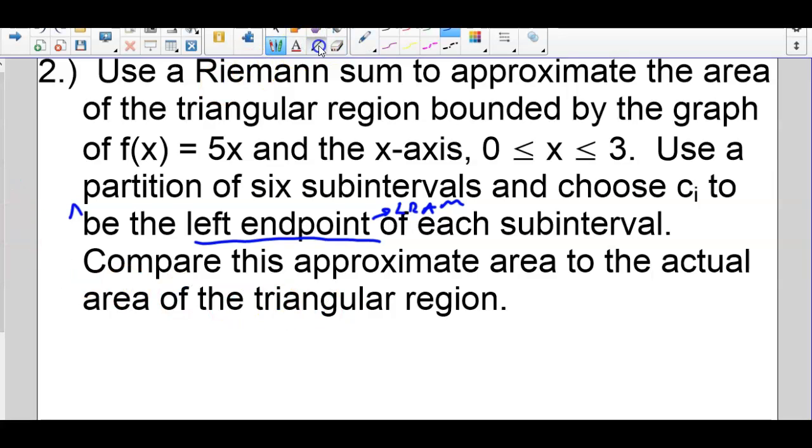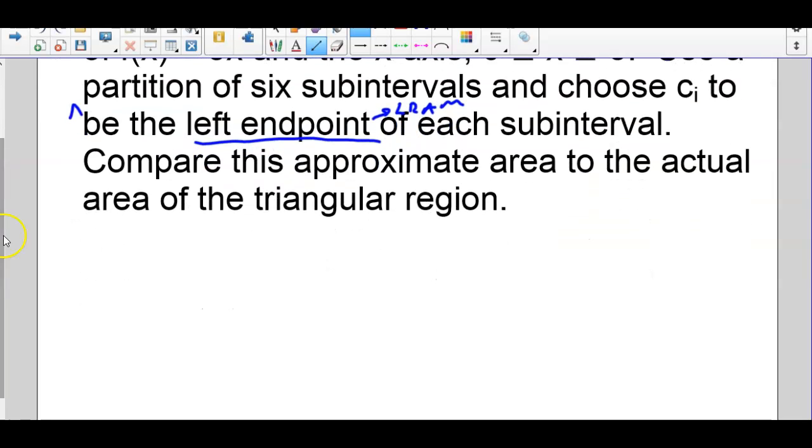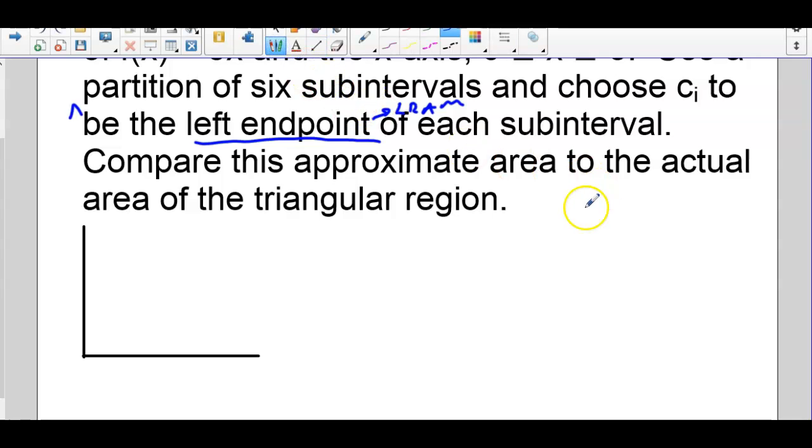So this graph, well, first of all, what do we need to find first? Delta x. So how do I find delta x given this information? You tell me, what's n? How do you know? Partition of 6 subintervals. Right there, underline, 6 subintervals. So that's 1/2, right? So again, what does delta x represent?